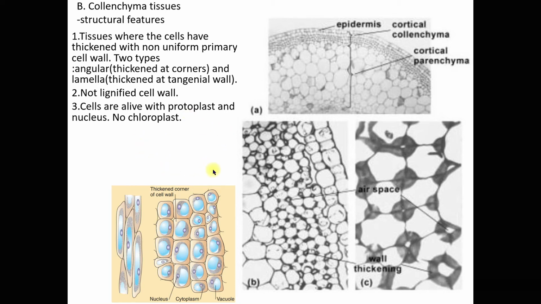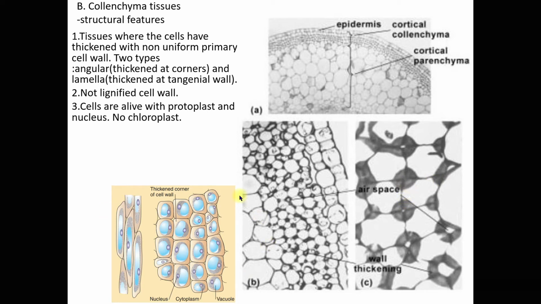Now angular, like what I mentioned previously, is thickened at the corner. If you look here, this is an angular collenchyma tissue that has angular collenchyma cells, because the thickening of the primary cell wall is at the corner. Look at the corner here. If lamellar, the thickening will be at the sides here, at the sides. That's why it's called lamellar. Tangential wall means the sides, so it will be thick here as well as here.